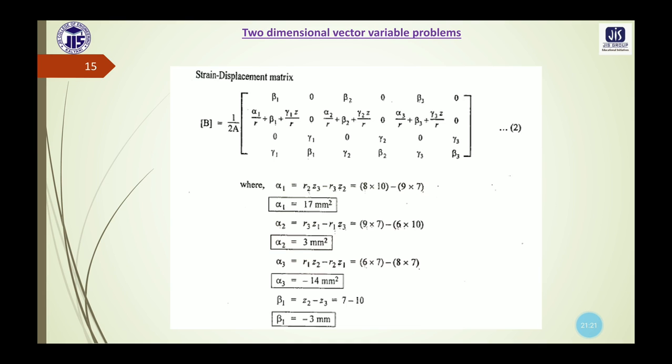Next, for the calculation of alpha 2, we need to use the formula R3Z1 minus R1Z3. The values of these coordinates we will get from the diagram, and after putting all the values, we have calculated the value of alpha 2. It is 3 millimeter square. Next, the formula to calculate alpha 3 is R1Z2 minus R2Z1, and putting all the required values, we have calculated the value of alpha 3, which is minus 14 millimeter square.